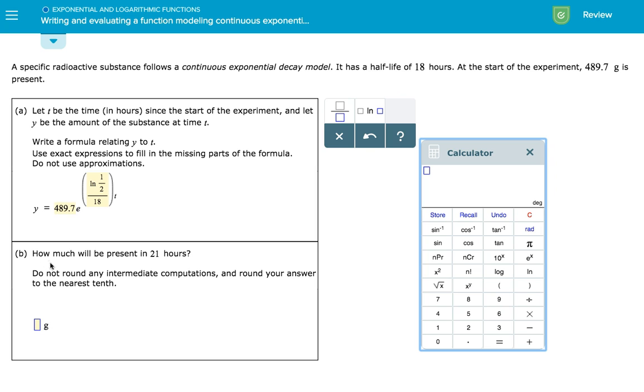Part B wants us to figure out how much will be present in 21 hours. Do not round any intermediate computations and round your answer to the nearest tenth. So what we're doing here is we'll be typing this in the calculator and plugging 21 in for t. Now intermediate computations, that means, let's say we split up the problem, like we first solve e to the natural log of 1/2 over 18 times 21, and then we multiply that by 489.7, which actually is an effective way to do it in the calculator.